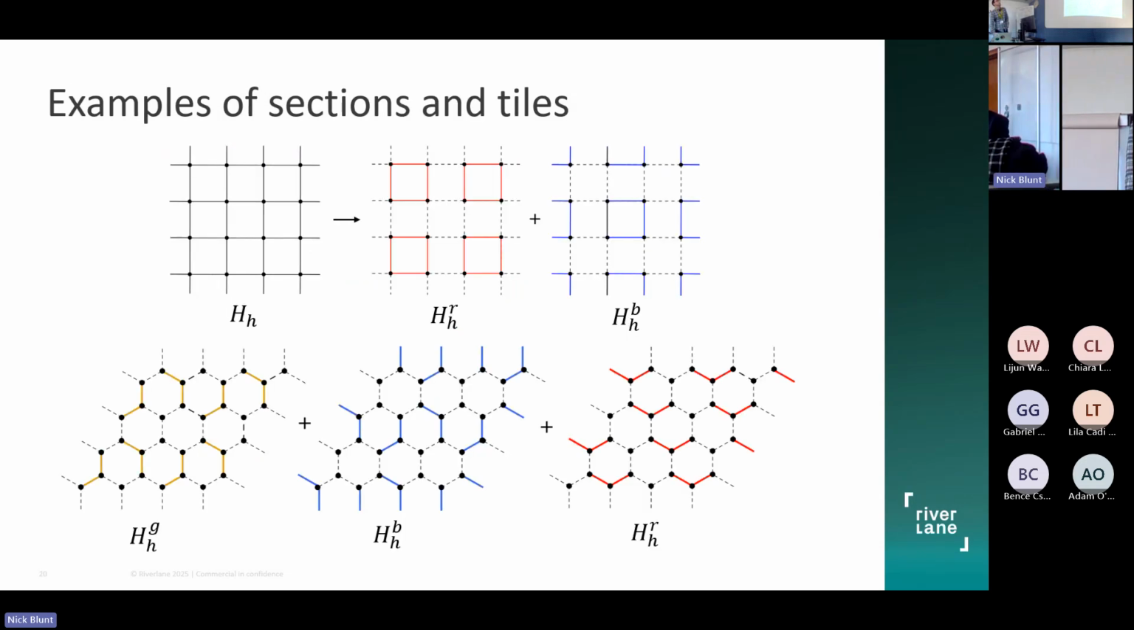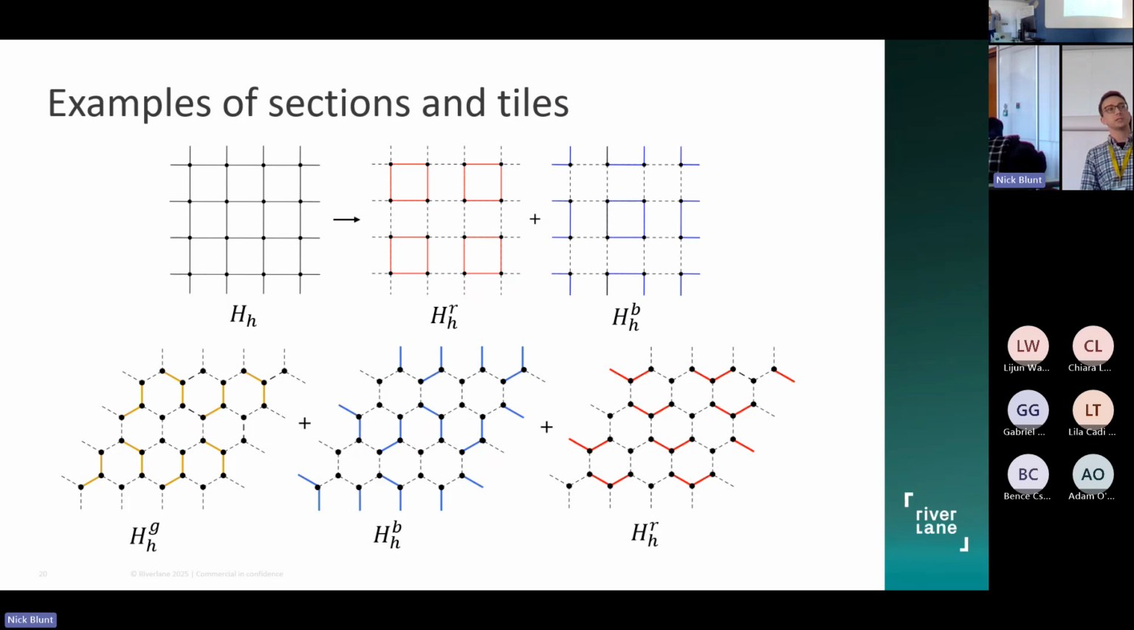To show some examples of this, the first one I've shown you already. For a 4x4 square lattice with periodic boundary conditions, we can split it into 2 sections, a red and a blue section, each of which is made up of 4 of these plaquettes, which is a square tile. And then the second example is for a hexagonal Hubbard model, hexagonal lattice, where we split this into 3 sections that we label gold, blue, and red. Each of these sections is made up of 8 tiles. Now these have slightly different shapes.